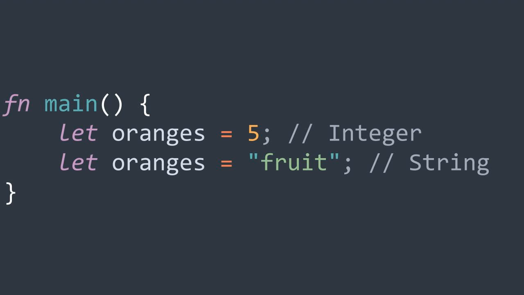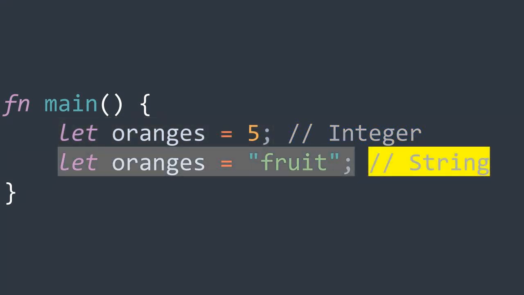You can even shadow a variable to a different type in the same scope, which can be used in data transformation pipelines that discard intermediate representations. Here oranges is initialized as an integer value of 5. In the next statement, variable oranges is initialized as a string value, fruit.